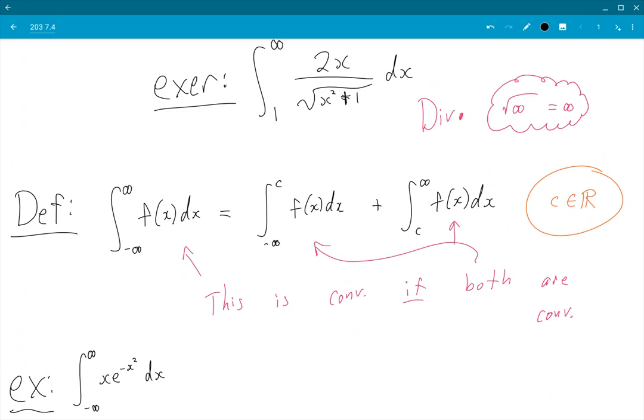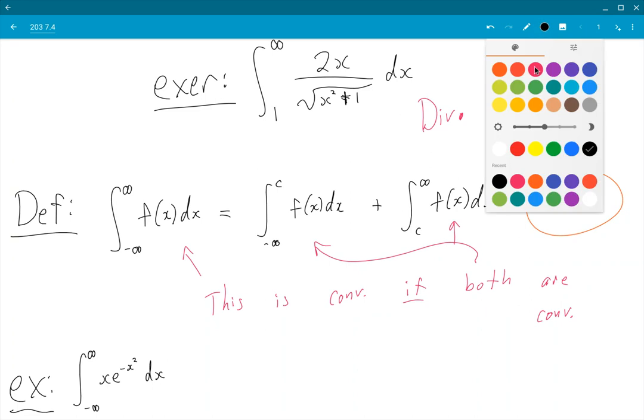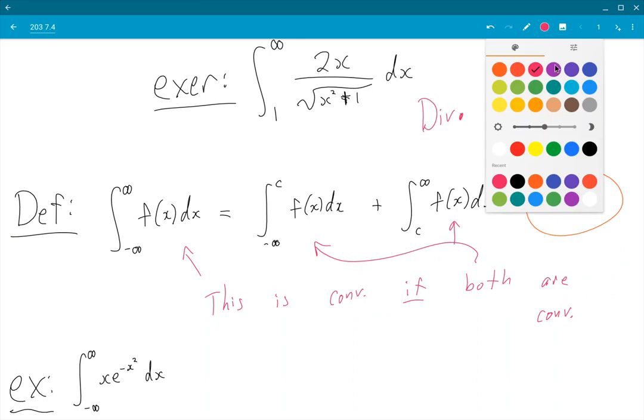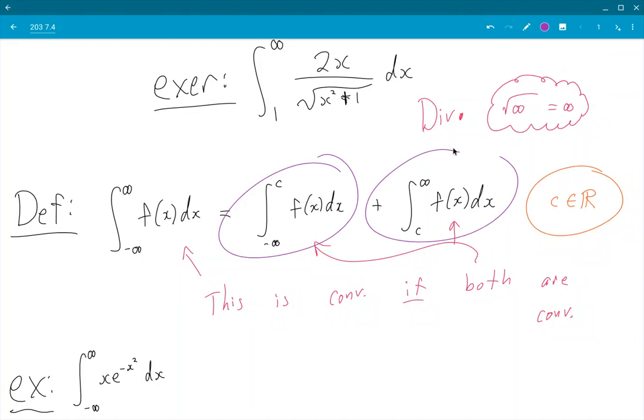Okay, so if we have an integral now that is infinite in both directions, or I should say the interval of integration is doubly infinite, what we're going to do is break it at some real number c. So c can be any real number. Usually use like 0 or something. And we'll look at the two integrals, and we'll say that the original converges if these two both converge.